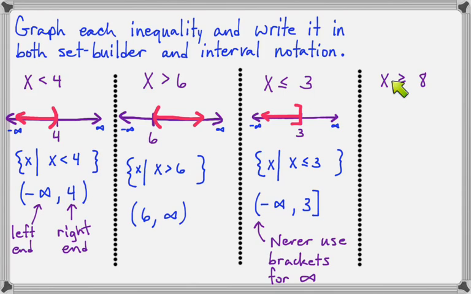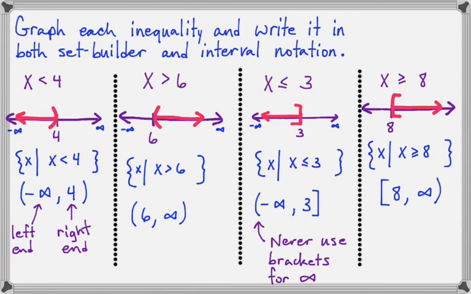And for one last one, let's do x is greater than or equal to 8. So I will shade to the right of my number line, and the bracket is there because I have the "or equal to" bar. And now the set notation is the set of all x's such that x is greater than or equal to 8. And the interval will be bracket 8 to infinity, and round parentheses there.